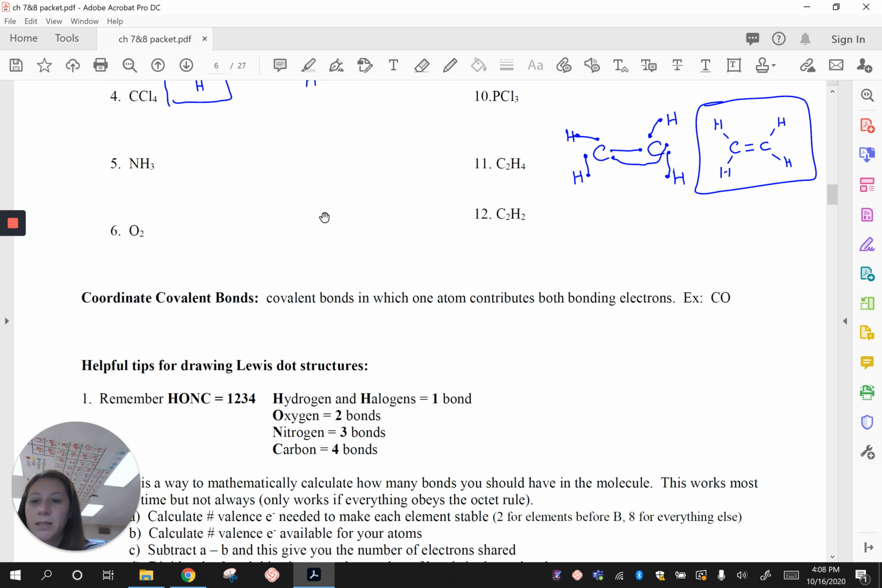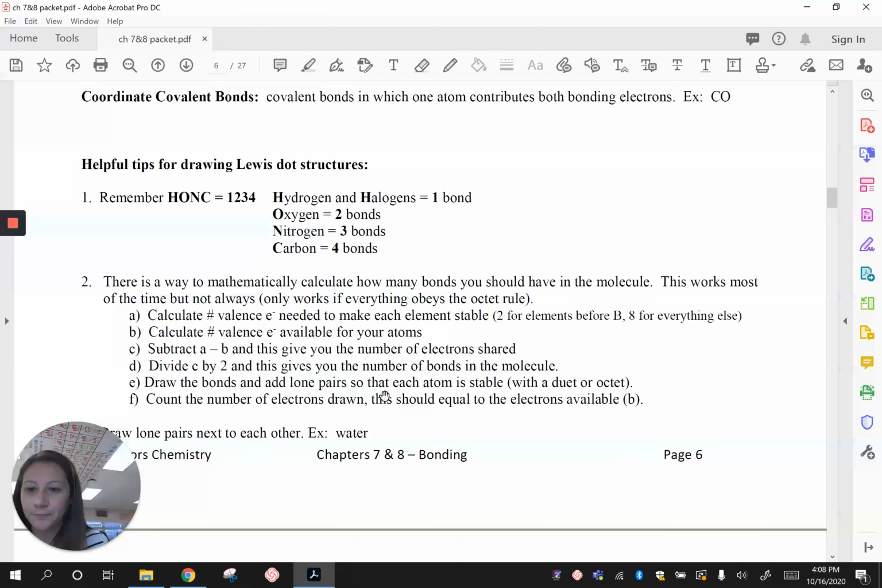So we went over these tips down here. We skipped over this little tip here. There is a math way to figure out how many bonds to draw. And it's kind of a lot of work, but sometimes when you're stuck, it is helpful. I don't think it's very helpful when they are simple molecules, but when it's pretty complicated, then it's pretty helpful.